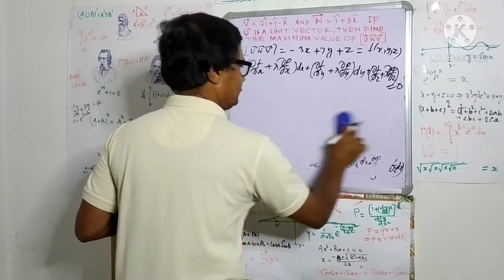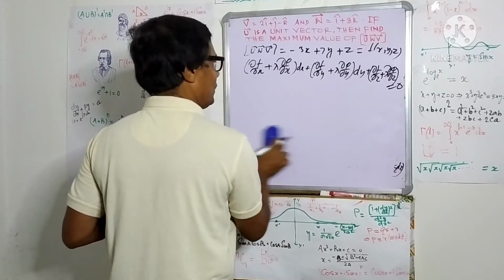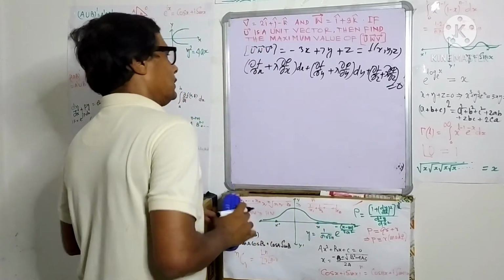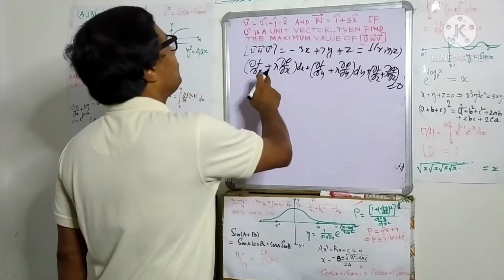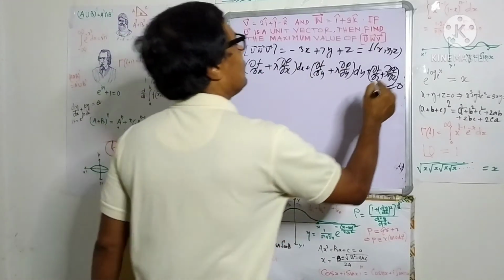So, this is the linear combination of dx, dy, and dz.